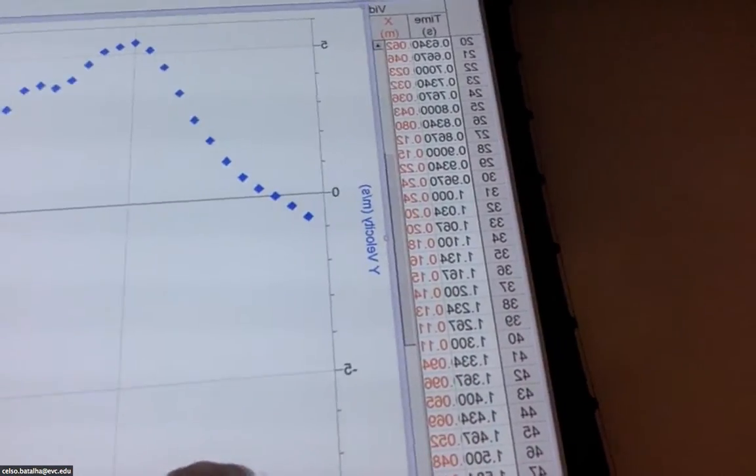So now it's time to go to the board and start writing down your results for ascending acceleration and descending acceleration.